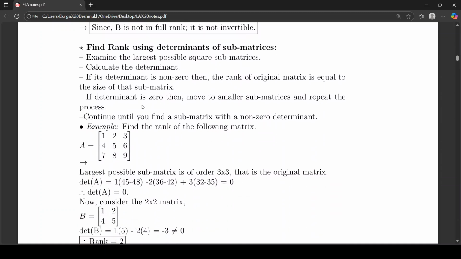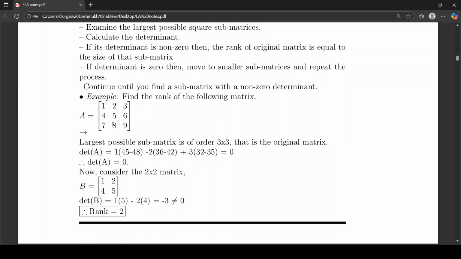Now there is another method of finding rank, which is using determinants of submatrices. First we will find the largest possible square submatrix. Then we will calculate its determinant. If the determinant is non-zero, then the rank is equal to the size of the submatrix. But if it is 0, then we will move to a smaller submatrix and repeat the process. We will continue until we find a submatrix which has a non-zero determinant.